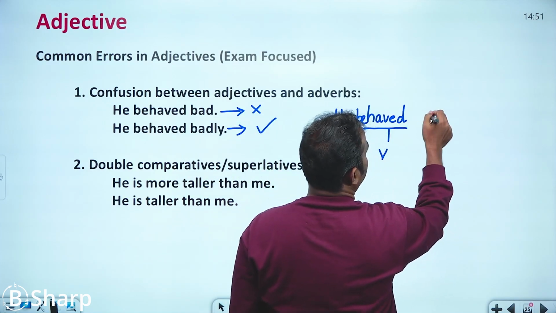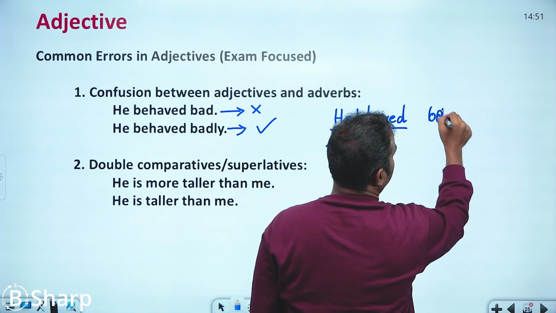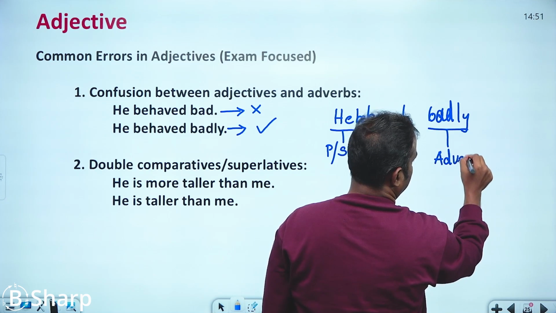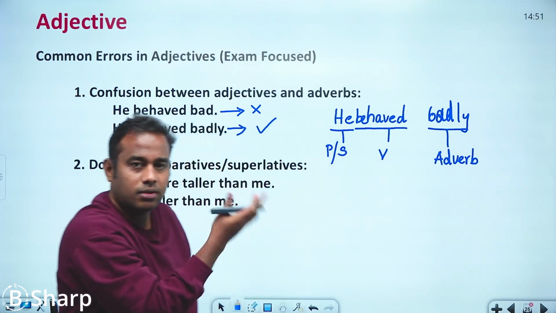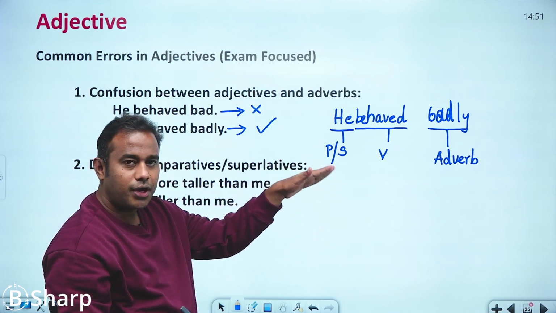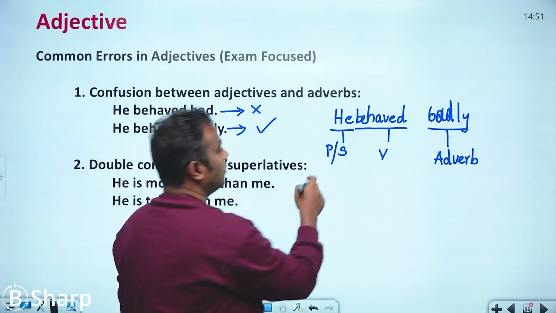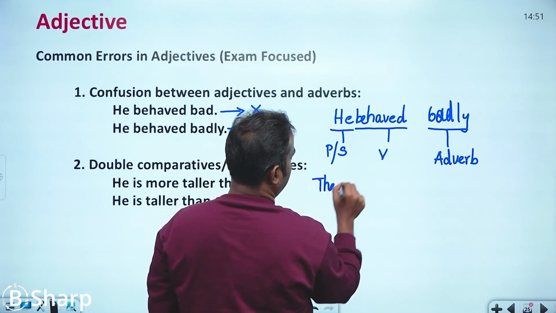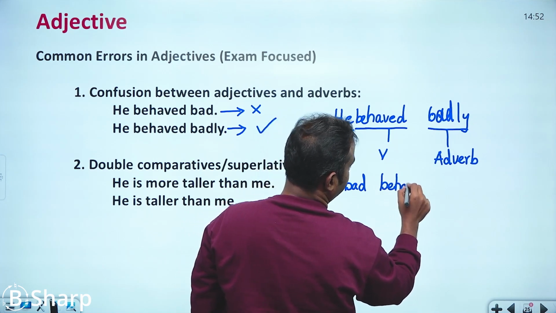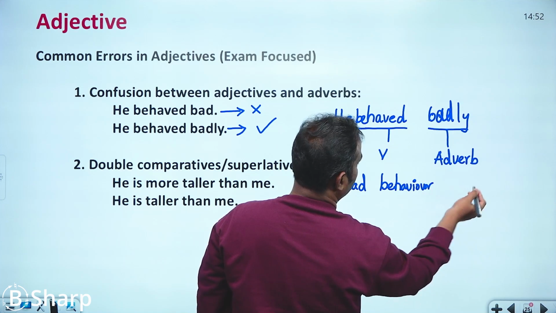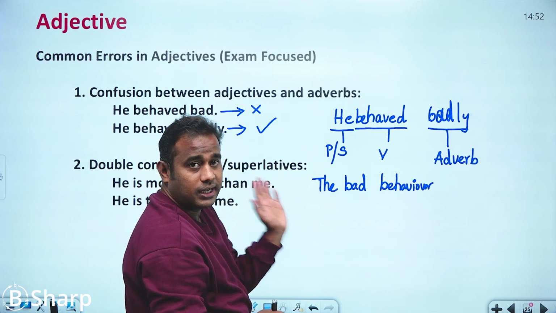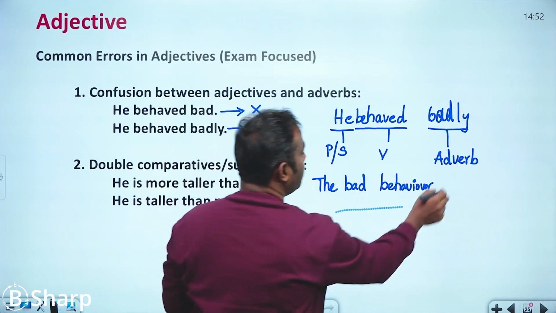He behaved badly is the right way of saying it, because an adverb comes after the verb. After the verb you cannot use an adjective. But if you want to use the word bad by itself, you have to write it like the bad behavior. So, he has a bad behavior, he has bad behavior, likewise you can write. You can't use that one later.